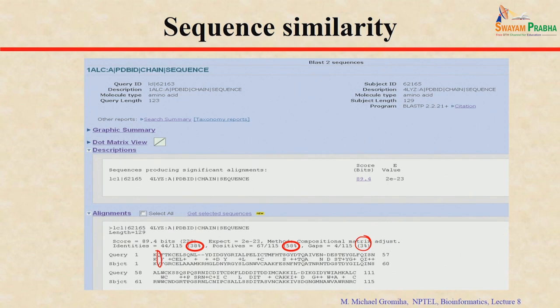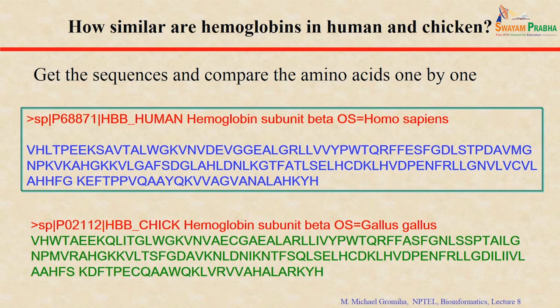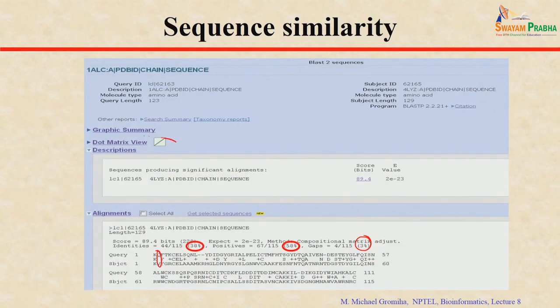So be sure the positives are always higher than the identities, because positives include the identities plus the similar ones. Now, in the previous class I showed these two sequences as an example to get a dot matrix. If you want to have a dot matrix, here you have the dot matrix view. If you click on this, then you will get the dot matrix for these two sequences.